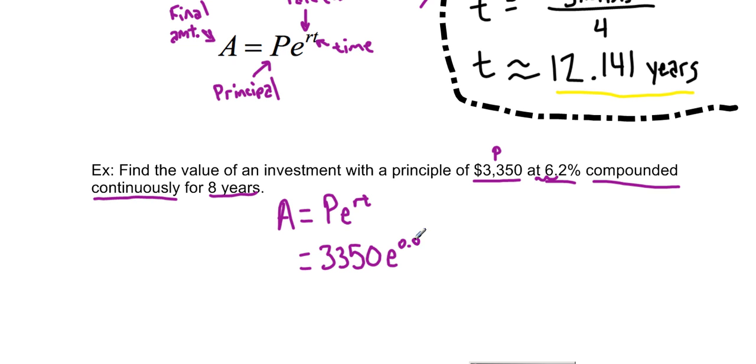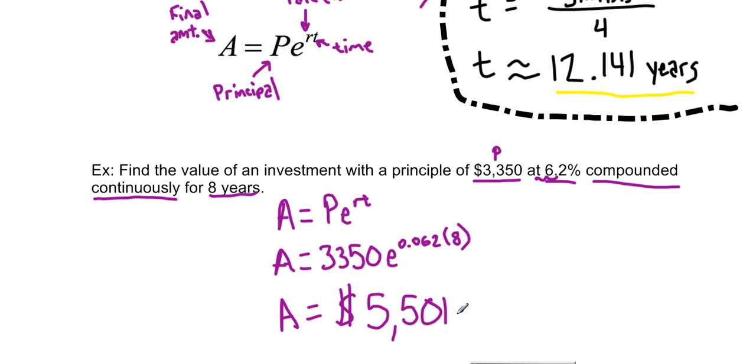E, and our rate as a decimal, again, move that decimal place over 2 to the left. We've got 0.062, and our time is 8 years. Okay, and we're looking for our value, our final amount. So you can plug all that into your calculator. We don't have any missing variables. And rounding to the nearest penny, we should get $5,501.17.